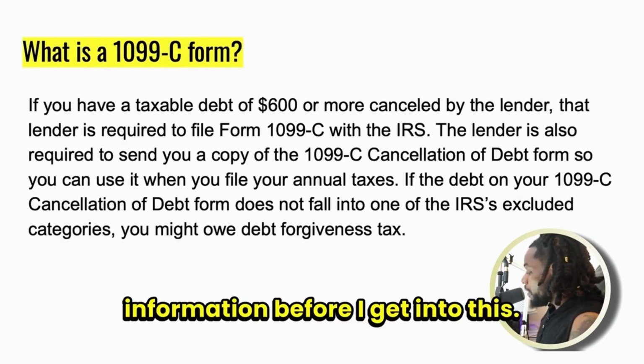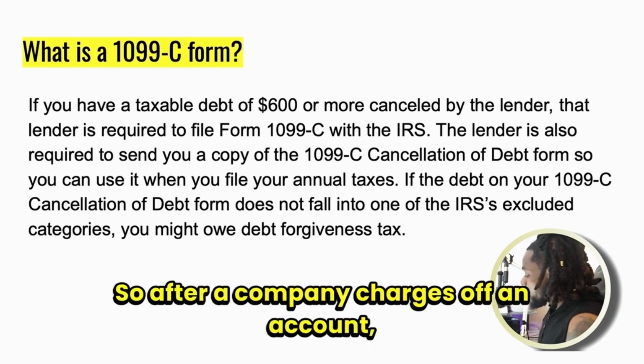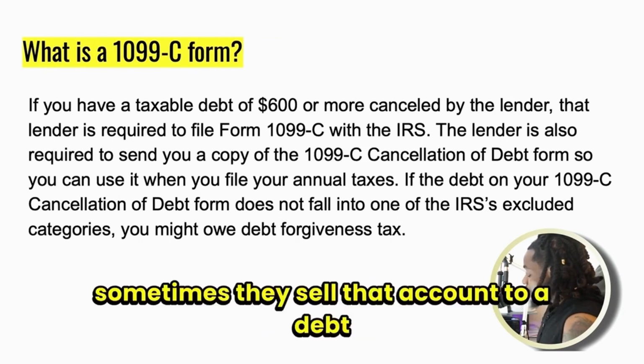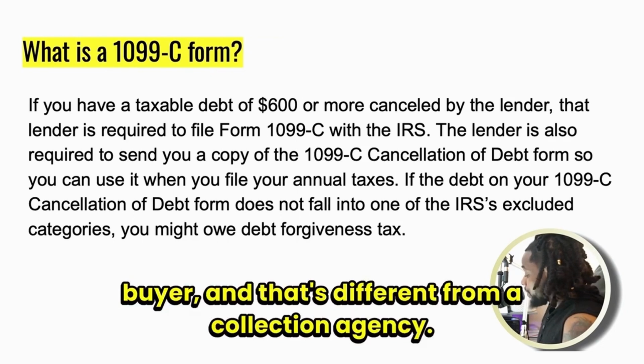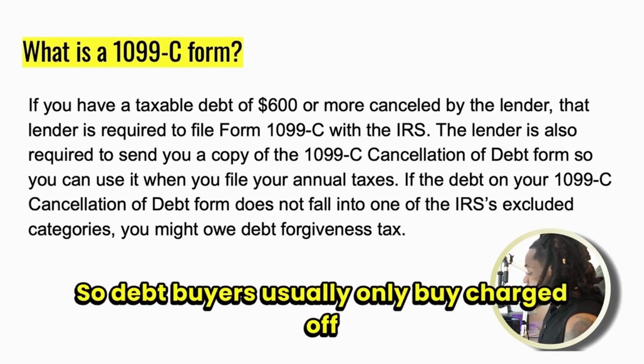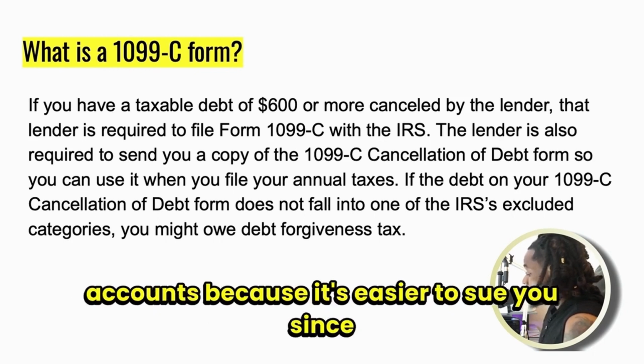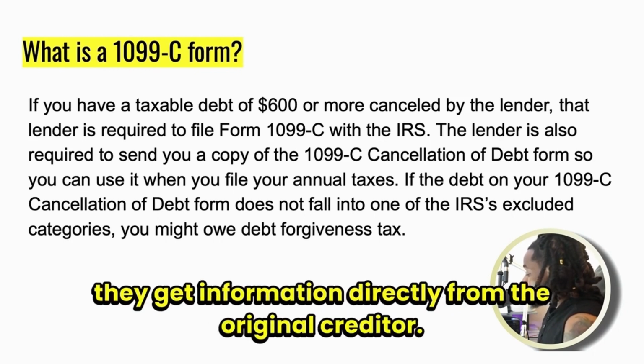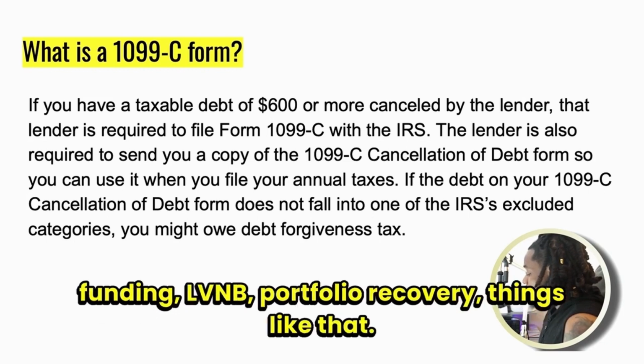A little bit more information before I get into this. So after a company charges off an account, sometimes they sell that account to a debt buyer, and that's different from a collection agency. So debt buyers usually only buy charged off accounts because it's easier to sue you since they get information directly from the original creditor. And you usually will see like Midland Funding, LVNB, portfolio recovery, things like that.